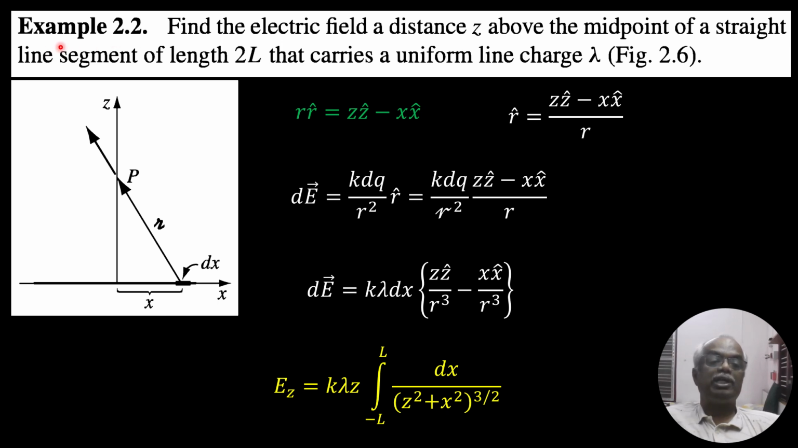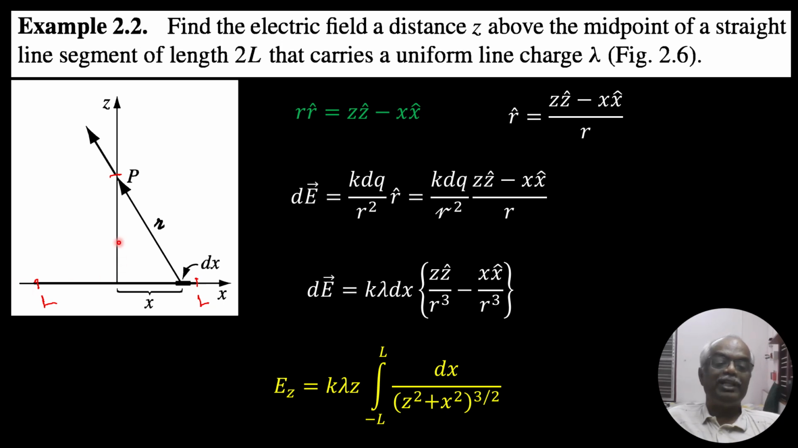Today, we are going to solve Example 2.2 of Griffiths 4th edition, Introduction to Electrodynamics. Example 2.2: find the electric field a distance z above the midpoint of a straight line segment of length 2L that carries uniform line charge lambda, as shown in this figure. So this is the length L, and this is minus L here. So we have to find the electric field along the z direction.